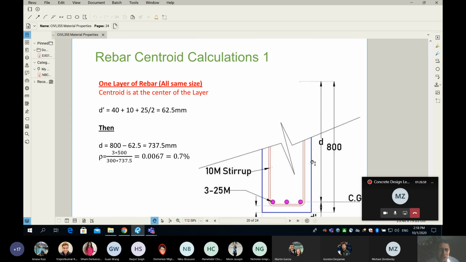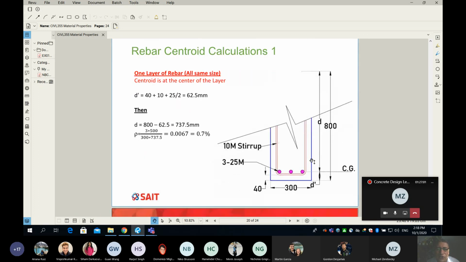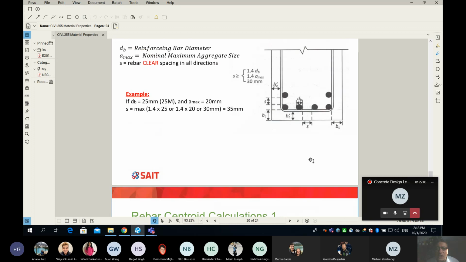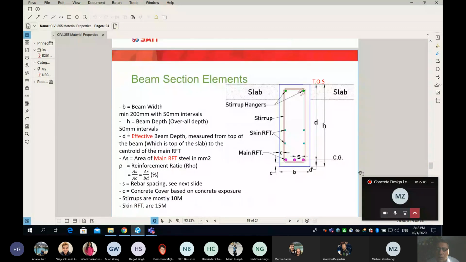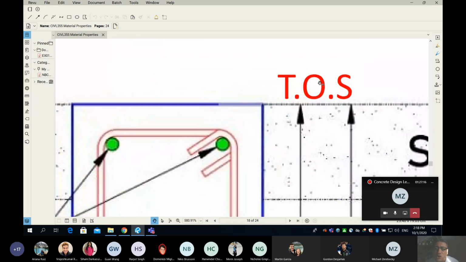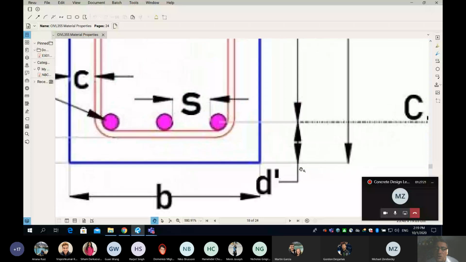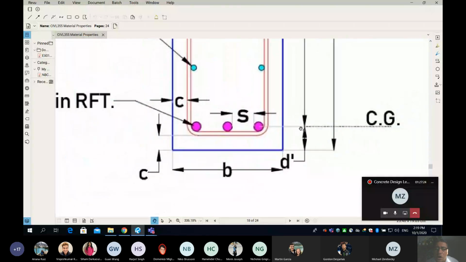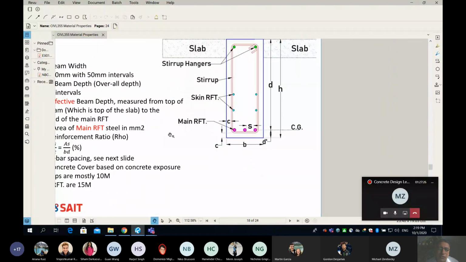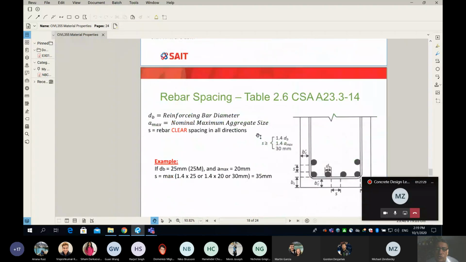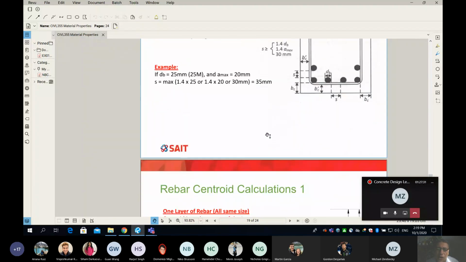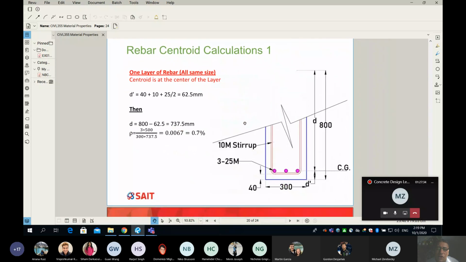Now, guys, there's something I call centroid calculation. As you can see here, when we talked about the beam and effective depth, it looks like I'm measuring the D from the top of the slab, top of the beam, and then I go all the way to the centroid, or the center of gravity of my rebar. And that's why I felt it's important to remind you, on a very quick basis, how we find the centroid of the rebar.